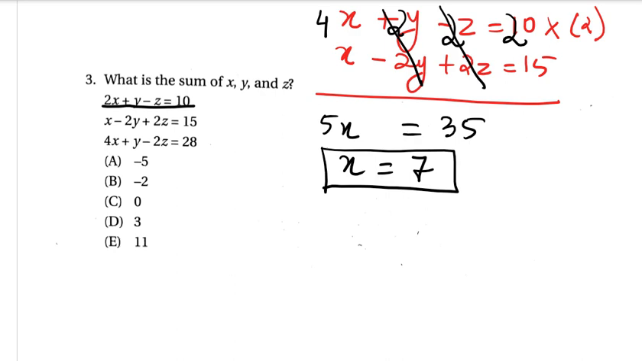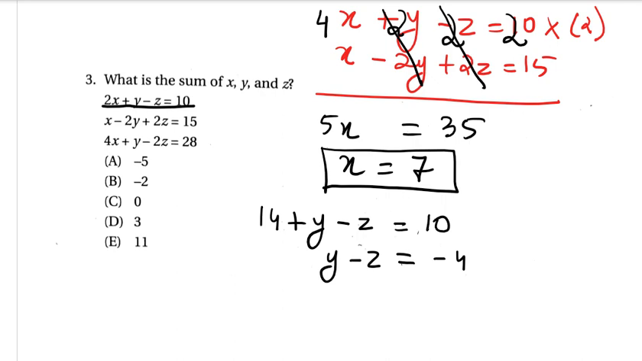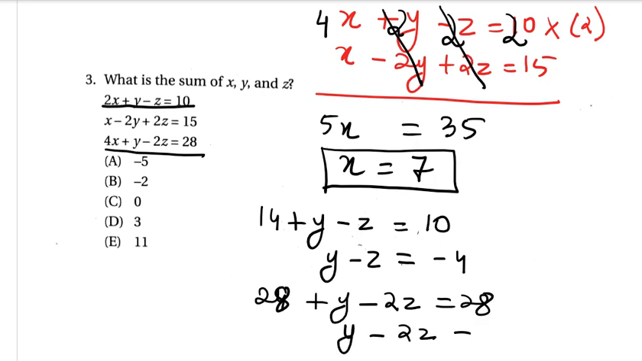So the first equation is going to be 14 plus y, that is 2 7s are 14, plus y minus z is equal to 10. Hence y minus z is equal to minus 4, right? Next you can put it in the third equation also if you want. So what is that going to be? 7 4s are 28. So 28 plus y minus 2z is equal to 28, right? 4 7s are 28. So you have y minus 2z is equal to 0.